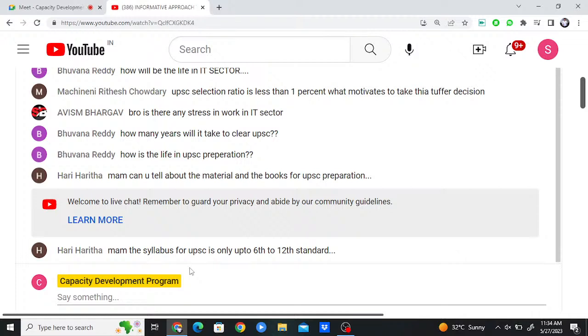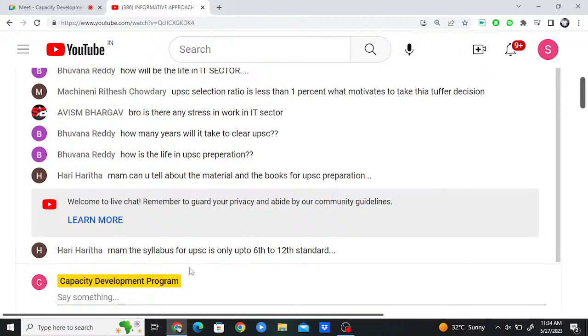Thank you, bro. Another query. The syllabus for UPSC is only up to 6th to 12th standard, from Harita. Yeah, it's not like that. When you go to the UPSC website, you can download a PDF of the syllabus there. You have n number of subjects listed in it, and the depth of the subjects is also given clearly. They give each and every topic name, and you can go through that.